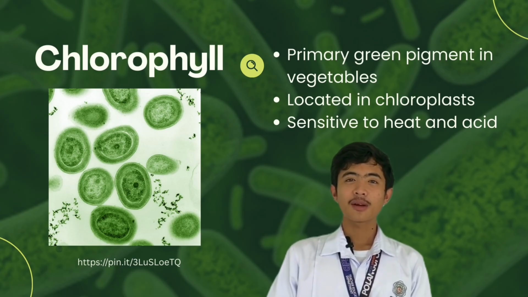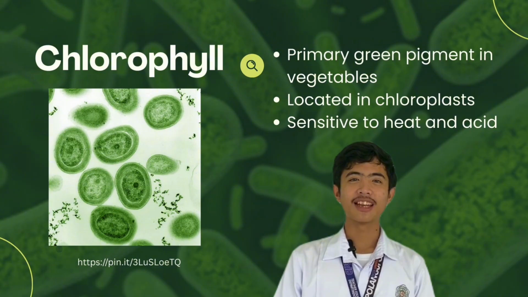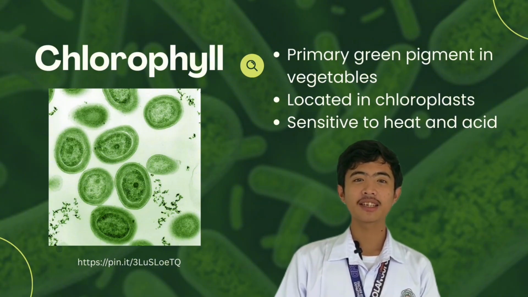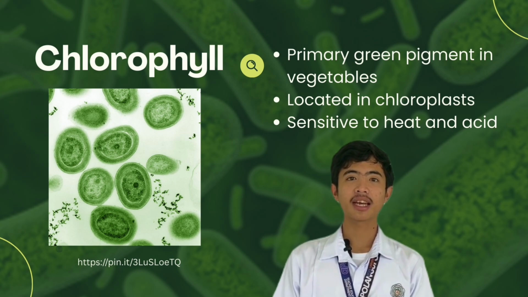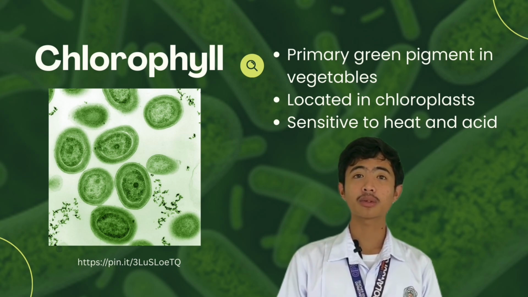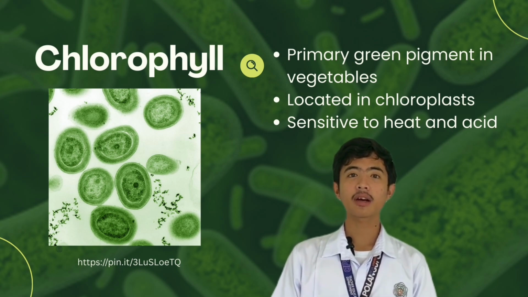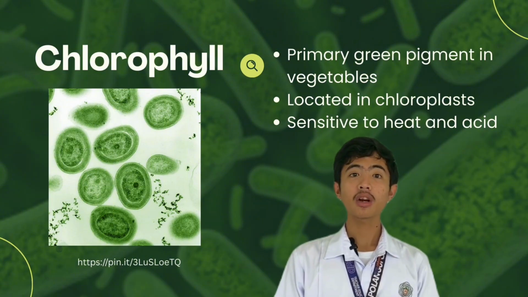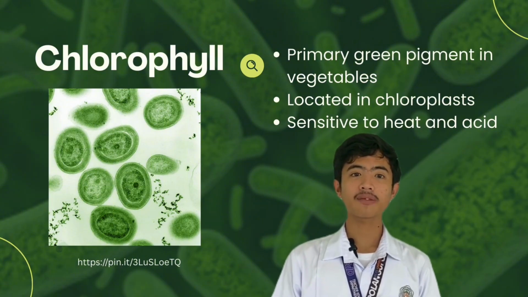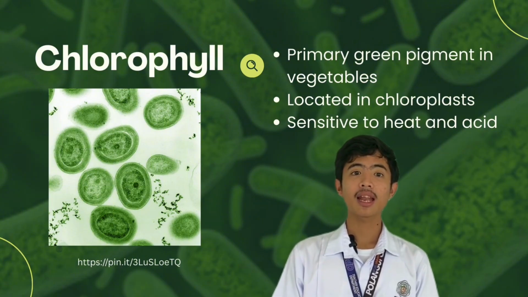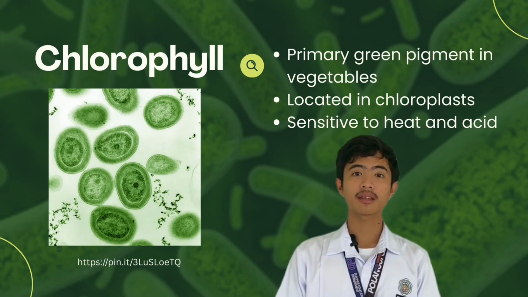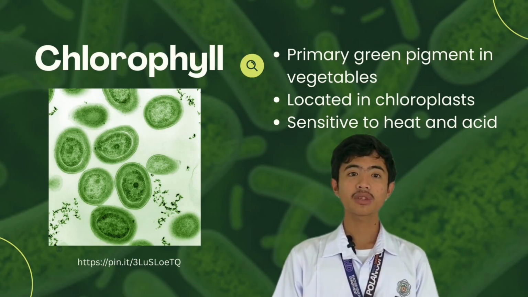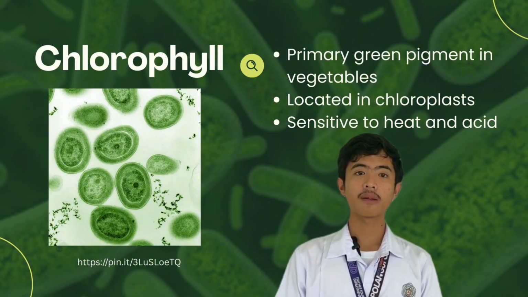Now, let's talk about chlorophyll. Chlorophyll is a green pigment found in plants, algae, and cyanobacteria that is essential for photosynthesis. In terms of pigment retention, chlorophyll can be affected by various factors like heat, light, and pH levels, which can cause it to break down or degrade, leading to changes in color and nutritional value.